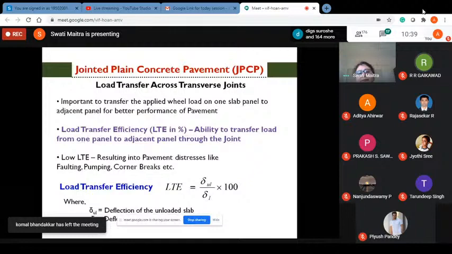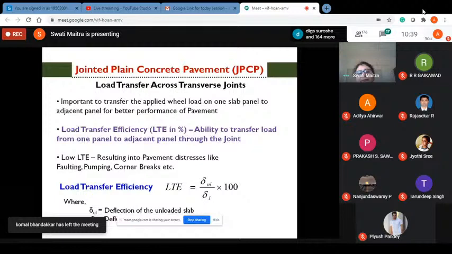And tables are also given for different types of bases. If DLC is there with 100 mm or 150 mm, the effective K value will be different. So that also has been given. If it is a treated or untreated granular layer with some thicknesses, the effective K value also will be different. That also has been given in the table, so that can be directly taken up.